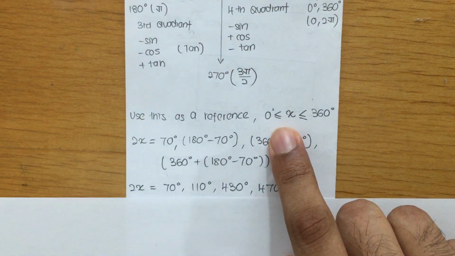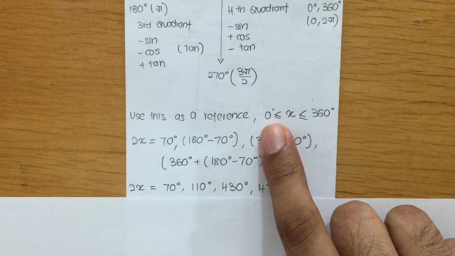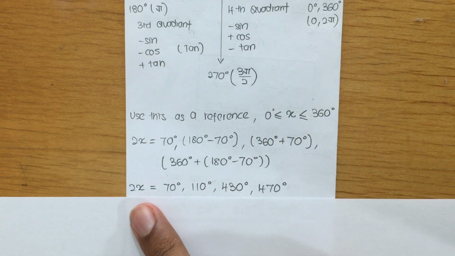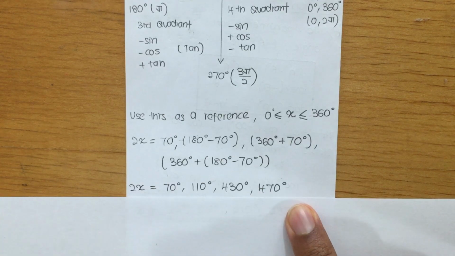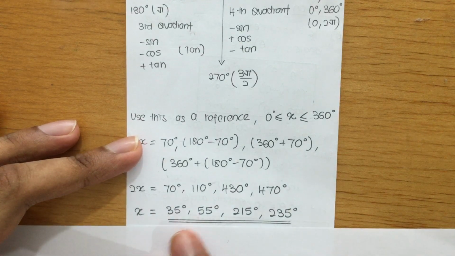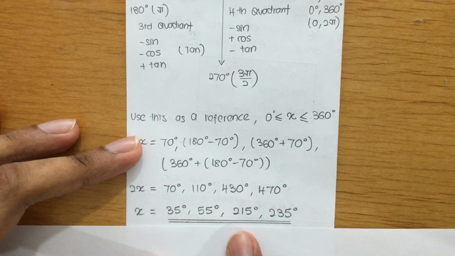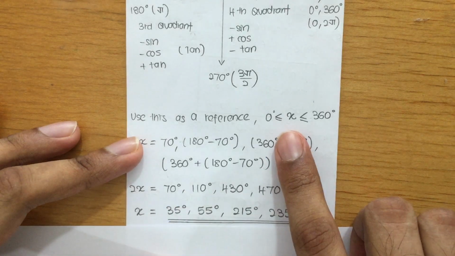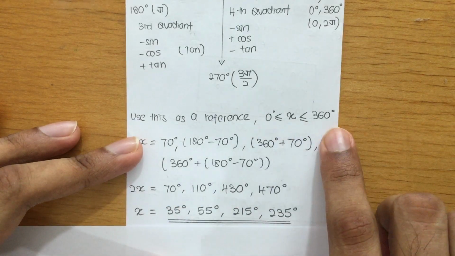In this case we are assuming that we are finding x in the range 0 to 360, but we are still finding in 2x. So to find in terms of x, we need to divide all the degree values by 2. Therefore your answer will be 35 degrees, 55 degrees, 215 degrees and 235 degrees. Do these values obey the range? Yes guys, they obey the range.